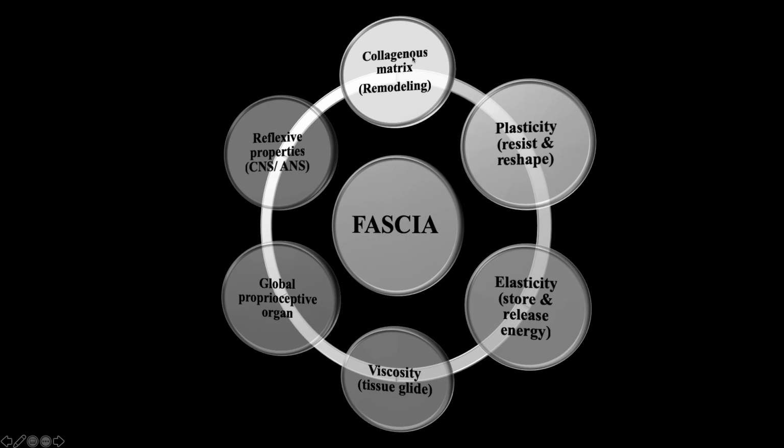thinking about fascia, the collagenous matrix, we're thinking about that remodeling property. For plasticity, we're thinking about resisting, reforming, and reshaping. With elasticity, we're thinking about storing and releasing kinetic energies. Viscosity, we're thinking about the friction or the glide between tissues. We want to understand that fascia is a global proprioceptive organ. That's a really important one. And also that it has reflexive properties that implicate both the central and autonomic nervous systems.